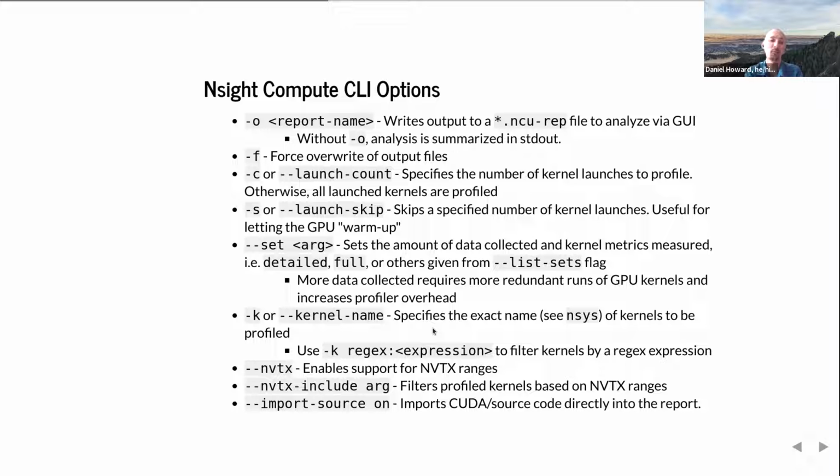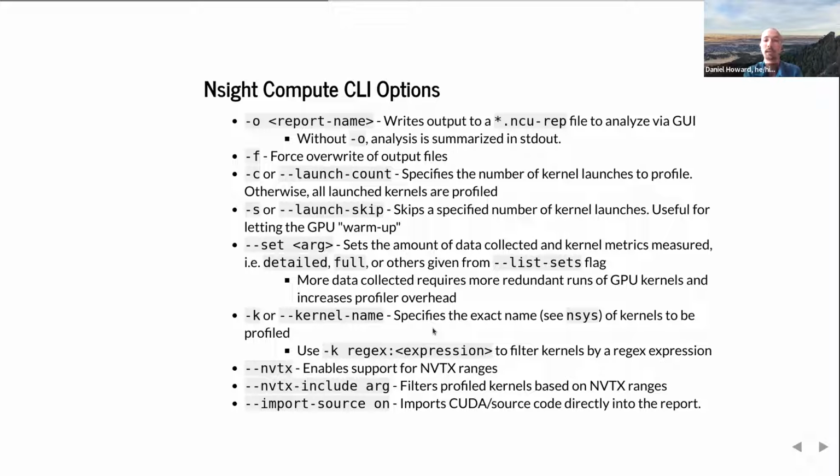Basically, this sets the number of kernel launches to profile. If you don't specify either of those, the program will profile every single kernel it encounters, and that can be excessive and take up a lot of time if you're not careful. Launch skip, similarly, skips a certain number of kernel launches. Maybe you want to skip ahead to a specific kernel. That's also useful for letting the GPU warm up a bit. Oftentimes, initially run kernels perform a little slower than later kernels.